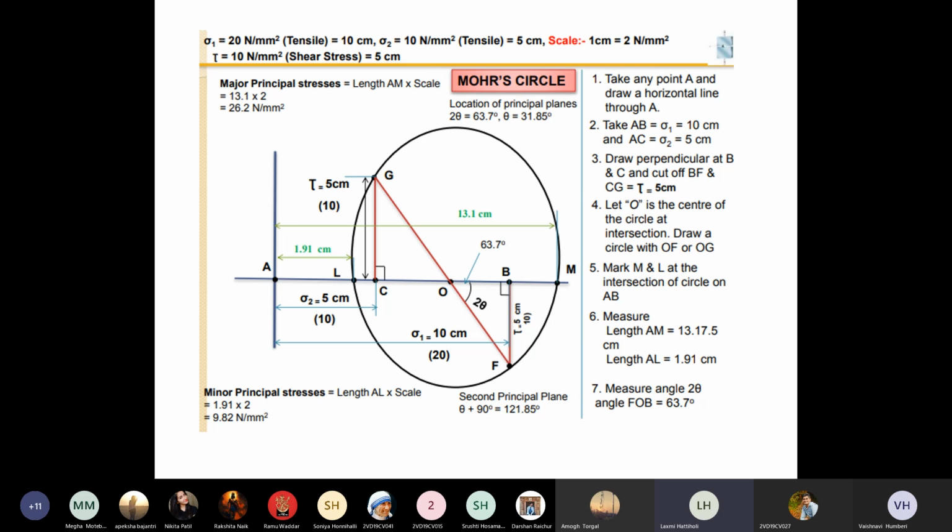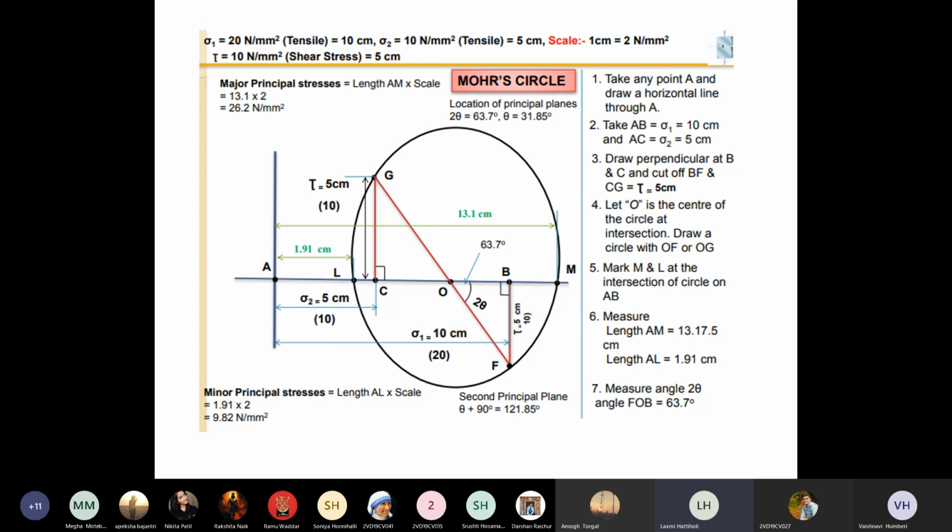To find the direction, take a protractor and keep it on the line OF. After keeping it on the line OF, measure the angle FOB. Measure this angle; we had taken it as 2 theta. If you remember, while I was showing the proof, the derivation of Mohr's circle, there I had taken 2 theta.